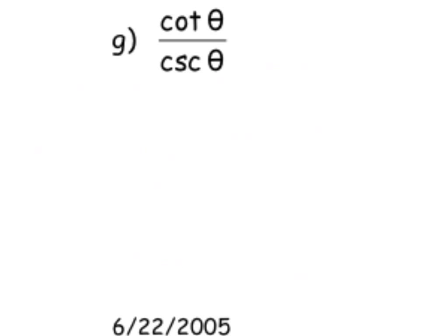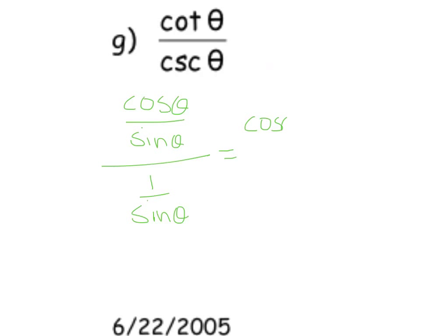Alright guys, I think you can see how easy G is. Cotangent of theta over cosecant of theta. This is pretty basic. Cotangent of theta is similar to one we had earlier. That's your cosine of theta over your sine of theta. Divided by cosecant, which is 1 over sine of theta. I'm dividing fractions again. So I'm going to keep the top fraction. I'm going to multiply by the flip of the bottom. And of course, the sine thetas are going to cancel. And I am going to be left with cosine of theta. Yep, it's that easy.